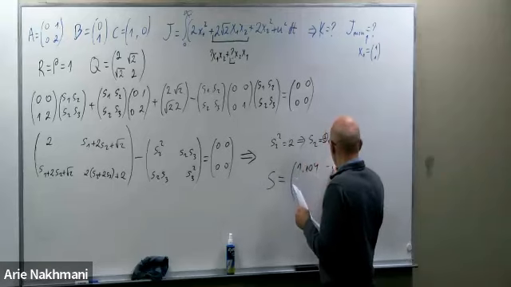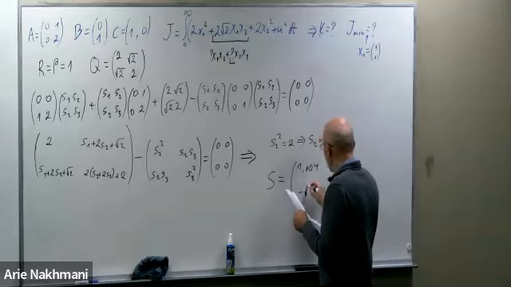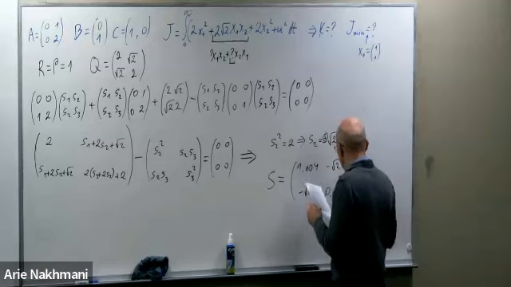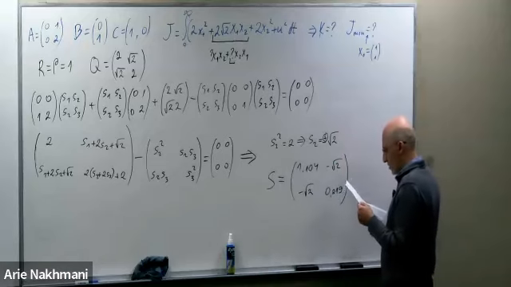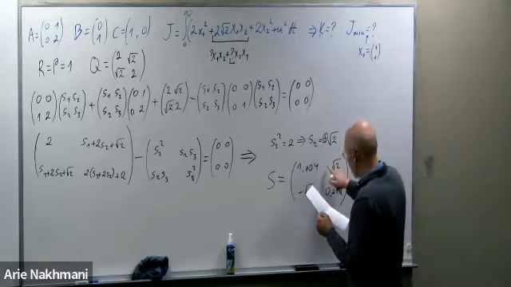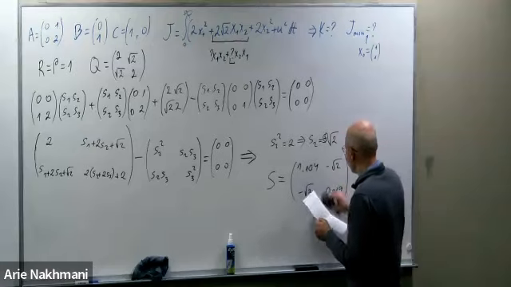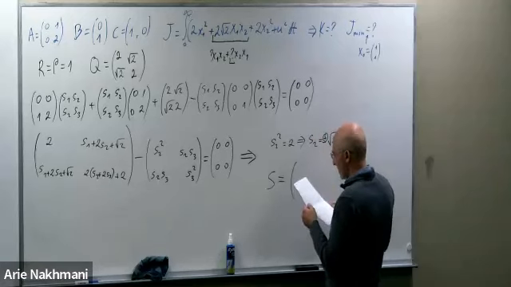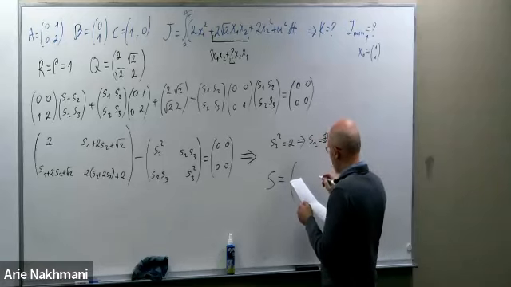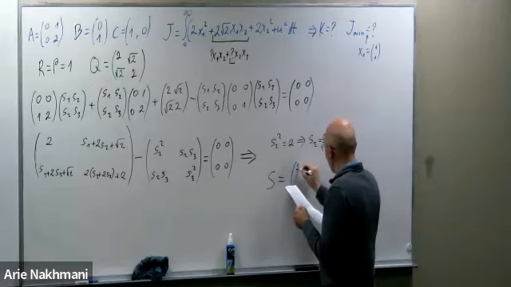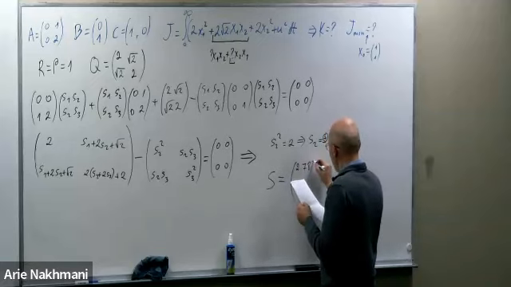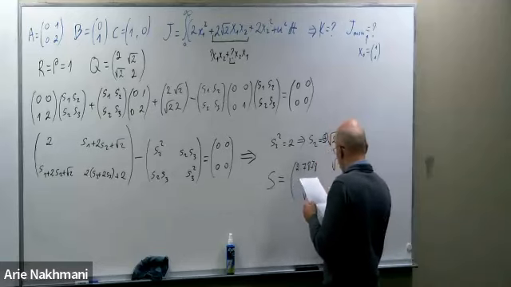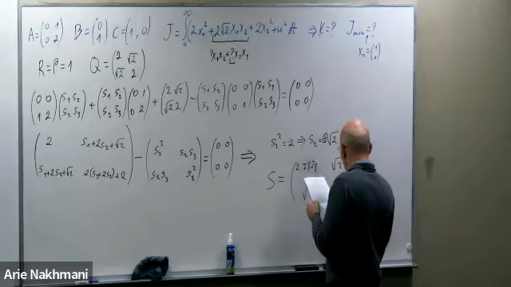1.104 minus square root of 2, 0.219. Oh, sorry, this is not the right one. This is what you get with the minus sign. So you choose a positive one, you get 2.7878, square root of 2, 4.9713.